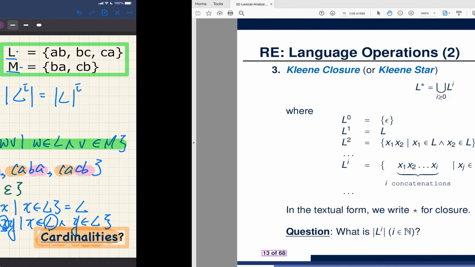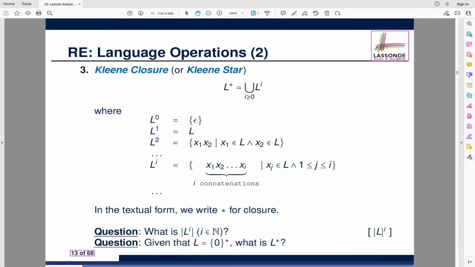Let's go back. Aha, one more. Let's say L is the language of all the strings where each string contains only zeros, including no zeros, either epsilon or one zero, two zeros, and so on. What is L star? You know what? Conceptually, it looks very confusing, right? What is that?